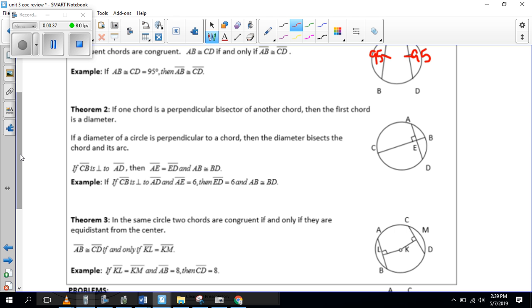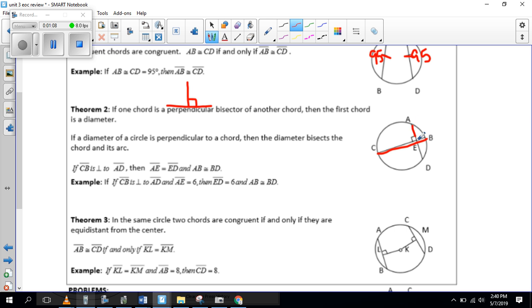Okay, the next theorem: if one chord is a perpendicular bisector of another chord, then the first chord is the diameter. So guys, remember what perpendicular means. You've got a line here, and they make that 90 degree angle. If a diameter of a circle is perpendicular to a chord, then the diameter bisects the chord and its arc.